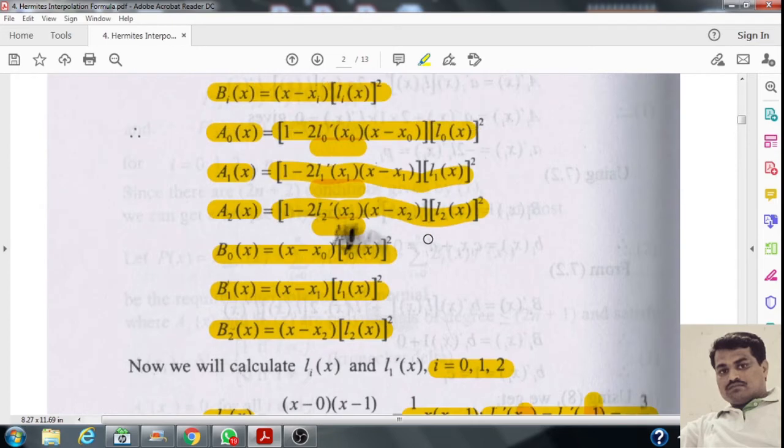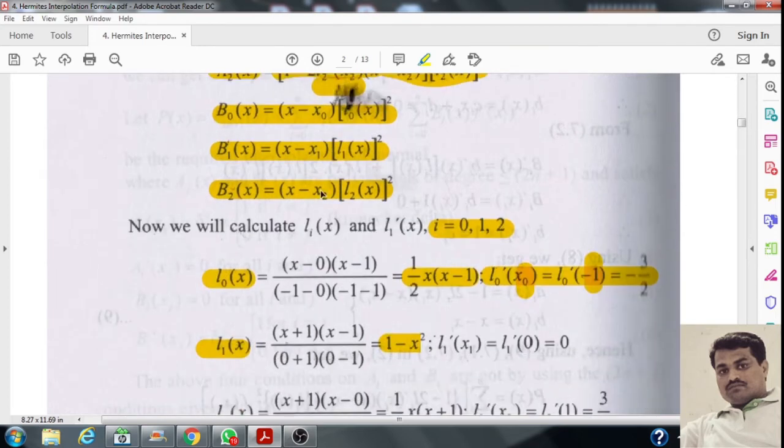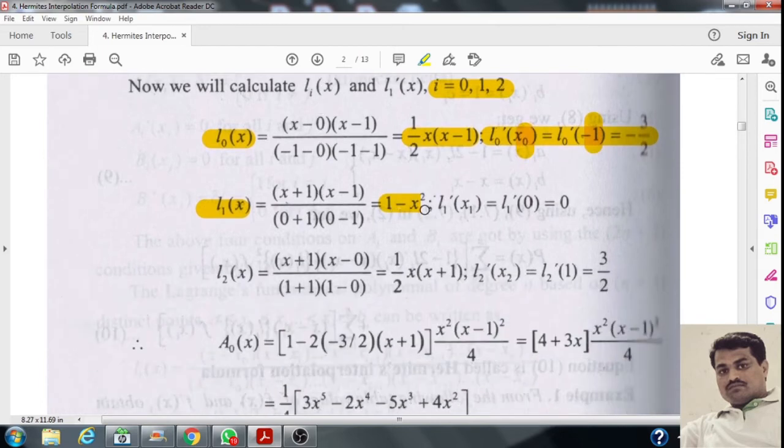Similarly, for a1(x), if we calculate L1(x), then we also want L1 dash of x1. Hence differentiate L1 with respect to x and replace x by x1. 1 minus x square is L1(x). What is its first order derivative? L1 dash of x is equal to minus 2x. The derivative of 1 is 0 and the derivative of x square is 2x, with the minus sign we get minus 2x. And x1 is 0, hence L1 dash of x1 is equal to L1 dash of 0, which is equal to 0.